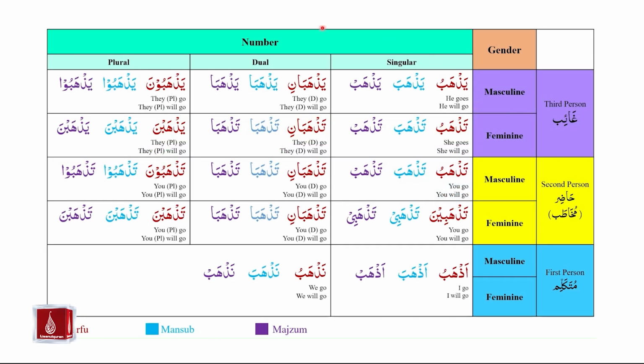This is our combined table of fi'il mudare in the marfu, mansoob, and majzoom forms. The red color indicates fi'il mudare in marfu form, blue color indicates mansoob form, and purple color indicates majzoom form. We will start our table from yazhabu. Yazhabu is marfu, yazhaba is mansoob, and yazhab is majzoom.